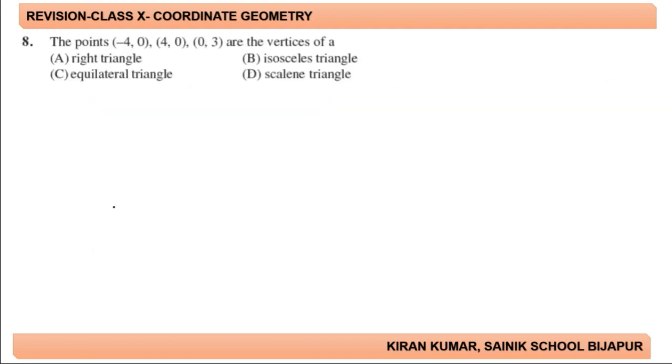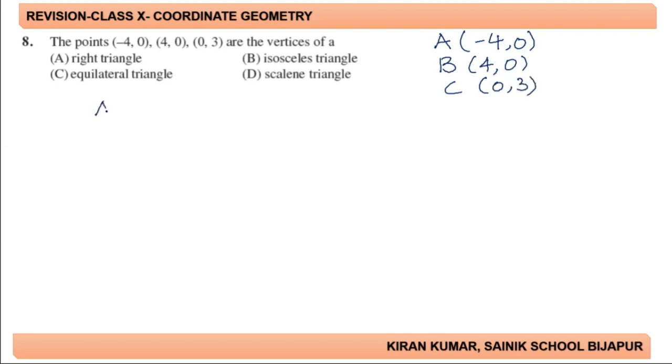Question number 8. The points (minus 4, 0), (4, 0) and (0, 3) are the vertices of a right triangle, isosceles triangle, equilateral triangle or scalene triangle. To identify what type of triangle the given vertices form, we need the sides. For convenience, I'll consider A as (negative 4, 0), B as (4, 0), C as (0, 3).